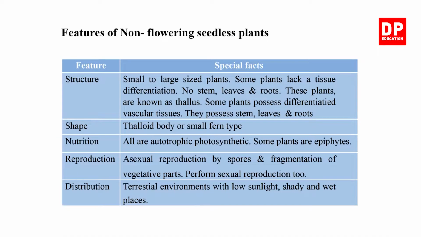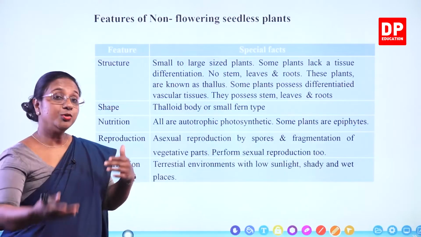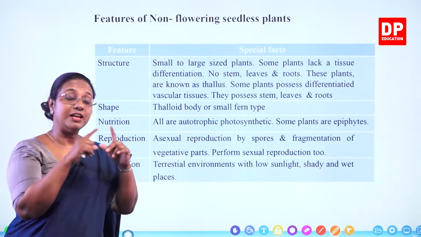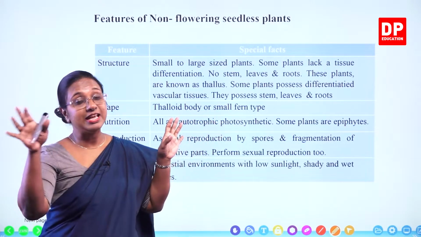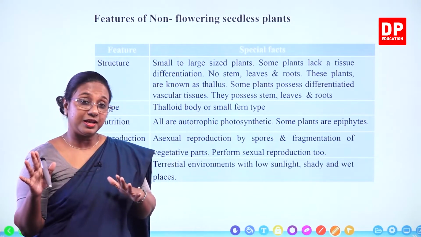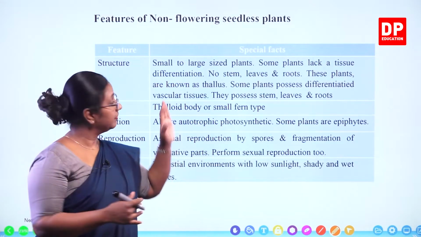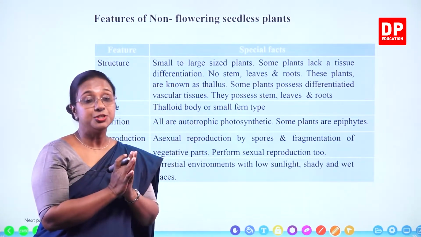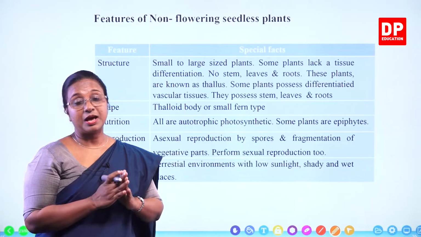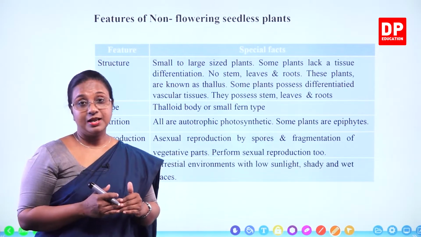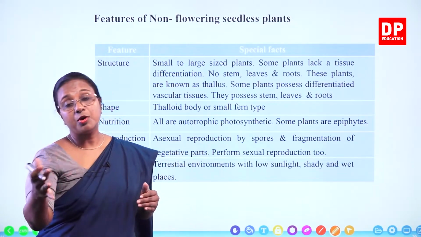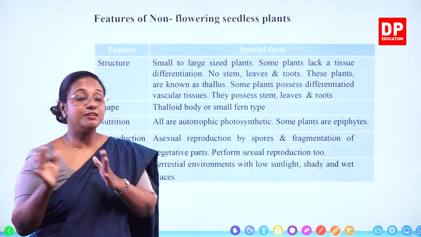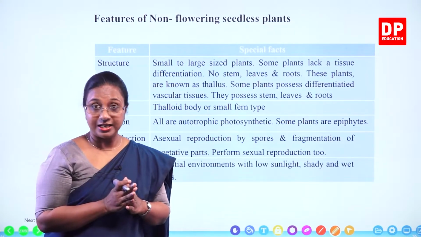So here we have the features of non-flowering seedless plants. Now you might be wondering, in the previous slide when I filled the boxes, in the first box we had non-flowering plants, then we had the seedless plants separately. But when you refer to them individually, we combine the two. Non-flowering seedless plant, non-flowering seed plant. But when we refer to monocots and dicots, we don't have to say flowering monocots and flowering dicots. We just refer to them as monocots and dicots.